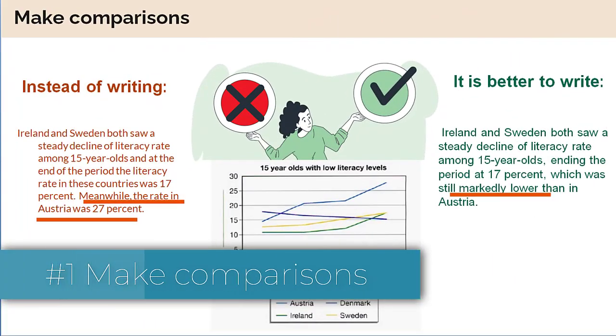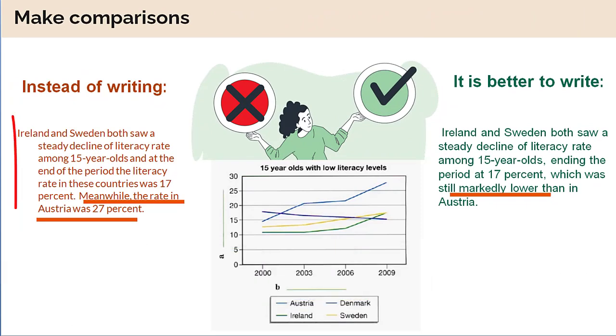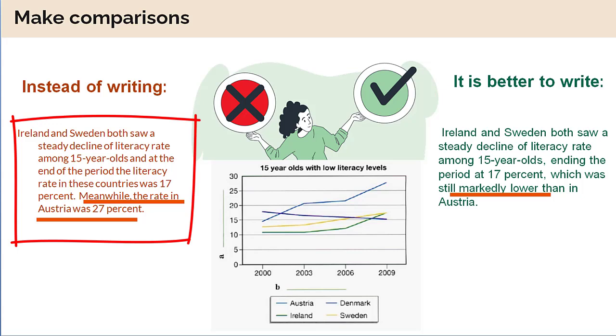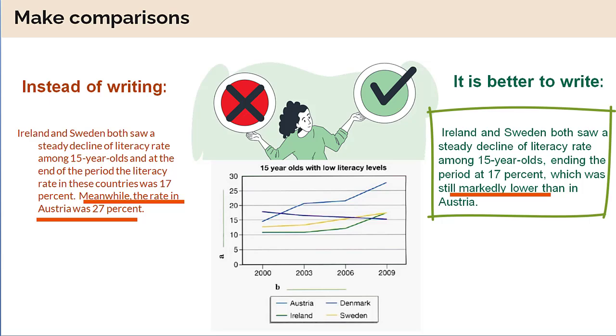So first of all, make comparisons. So instead of writing Ireland and Sweden both saw a steady decline of literacy rate among 15-year-olds, and at the end of the period the literacy rate in these countries was 17%. Meanwhile, the rate in Austria was 27%. So it's much better to unite this sentence into one sentence and to use a comparison. So Ireland and Sweden both saw a steady decline of literacy rate among 15-year-olds, ending the period at 17%, which was still markedly lower than in Austria.